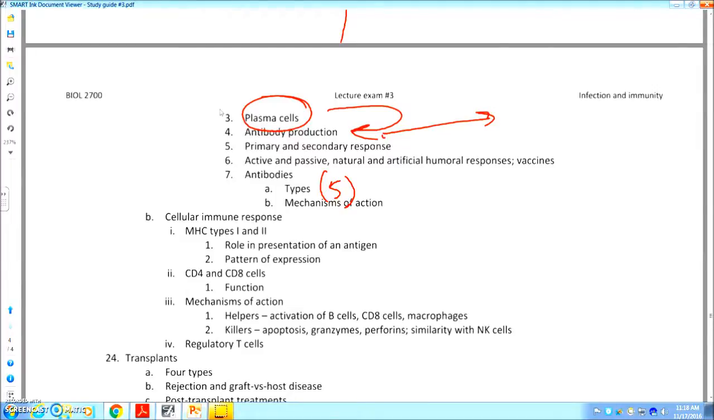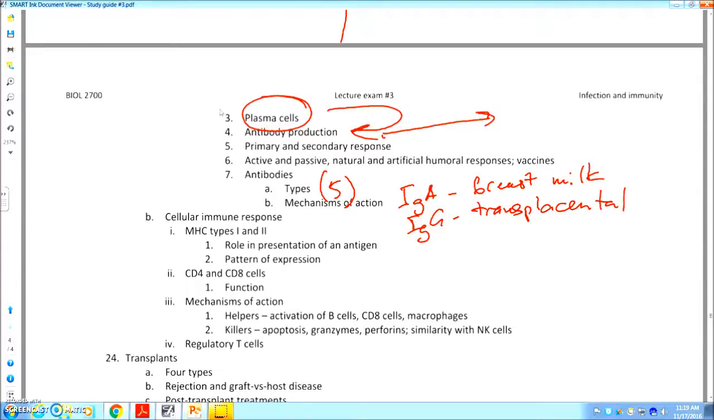I'm going to clarify. IgA, breast milk. IgG, transplacental.